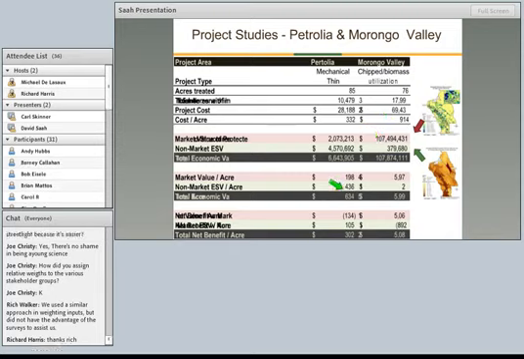Now, when you normalize this per acre, you end up with these sorts of values over here, where the market value is $6,000 per acre. You can't compete with that. None of these other values are going to be able to compete with that. Versus the ecosystem service values for the Petrolia area is $436 worth, where it's virtually nothing on the Morongo Valley site.